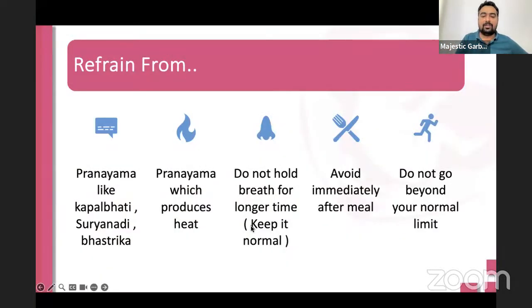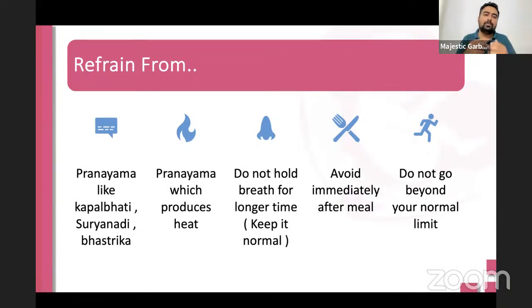But as far as yoga and pranayam are concerned, if you are permitted, then also please make sure that pranayam like Kapalbharti, Surya Nadi, and Bhastrika, which produce heat in the body and put pressure on the abdomen, right? This kind of pranayam should be avoided. Even some pranayam are not safe during pregnancy, so you should not practice these. Anulom Vilom is safe, you can practice it, but without holding the breath. Brahmari pranayam is safe, you can do that, but do not hold the breath for a longer period of time. Keep it normal and avoid it immediately after a meal. This is to be taken care of, and do not go beyond your normal limit.